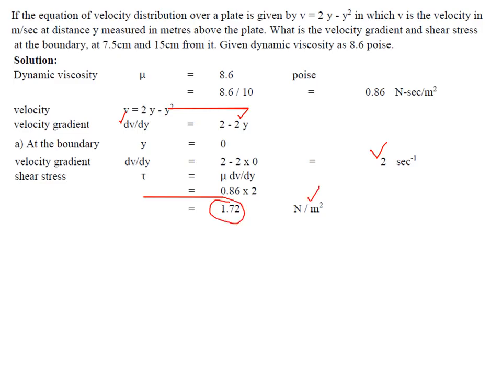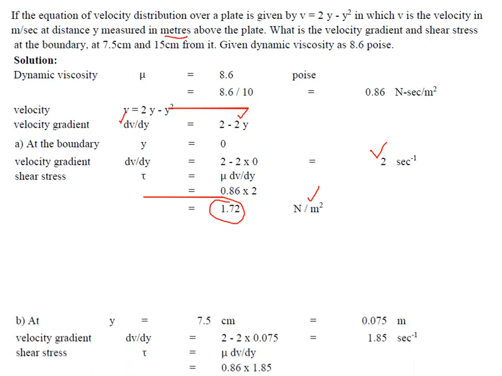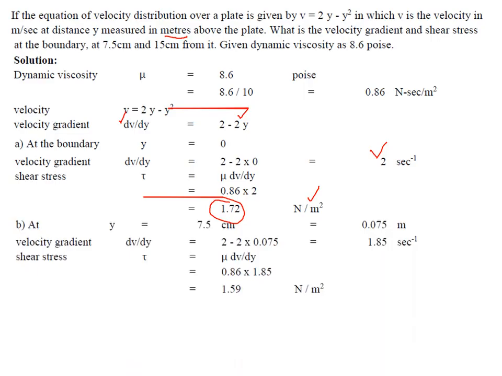Now at y equal to 7.5 centimeters, you have to be careful here. Since y is measured in meters, this has to be divided by 100, so that 7.5 divided by 100 is substituted in the velocity gradient, and then you will get the shear stress value. So that's what is done. Don't take y equal to 7.5 centimeters. It has to be divided by 100. So 0.075 meters has to be taken in the equation.